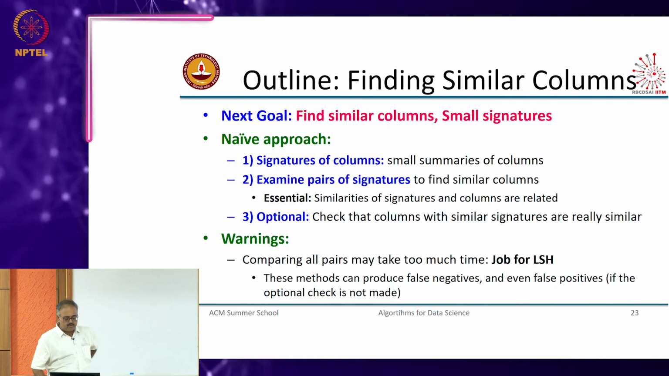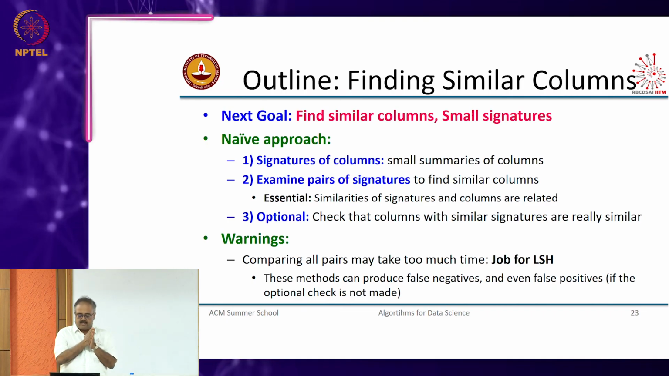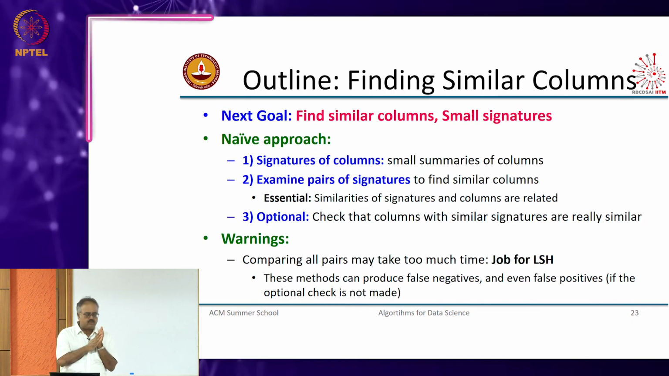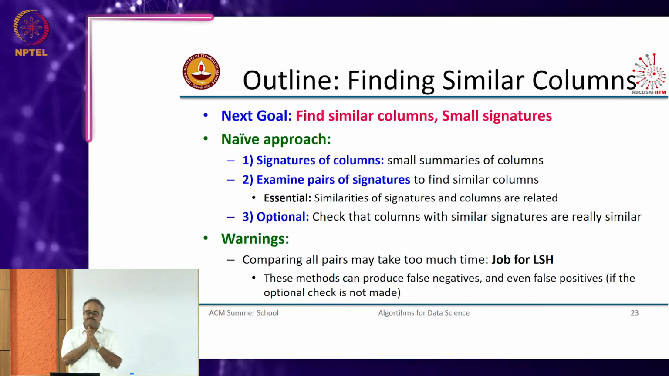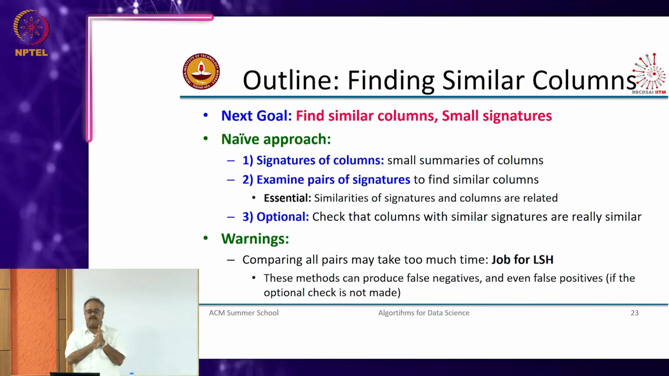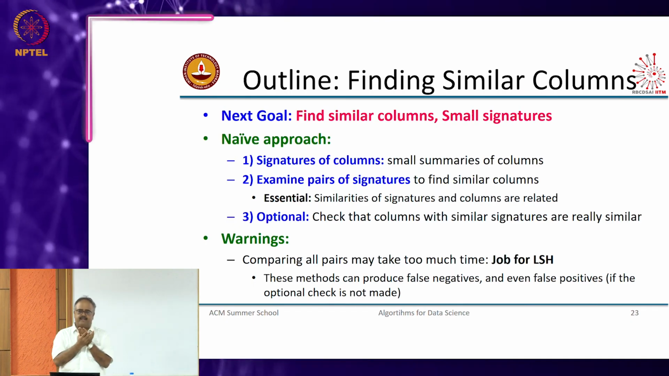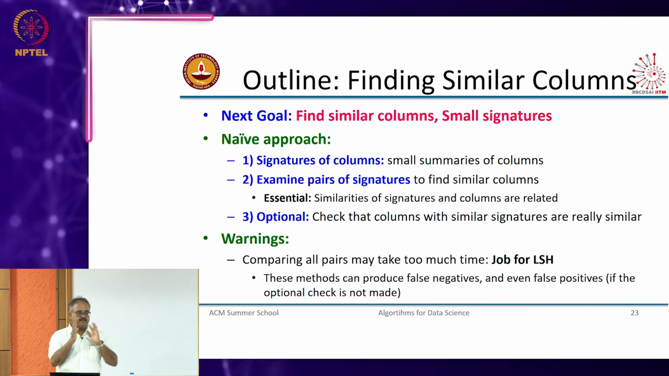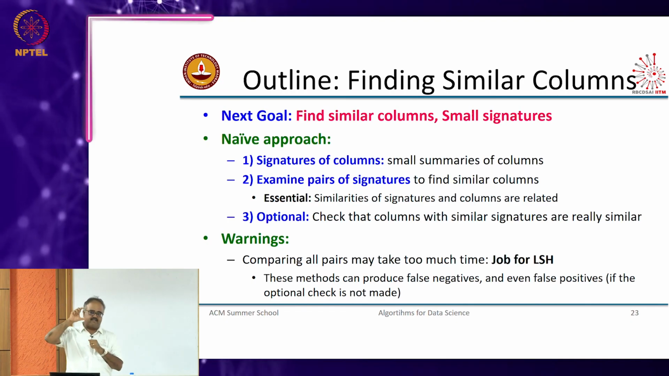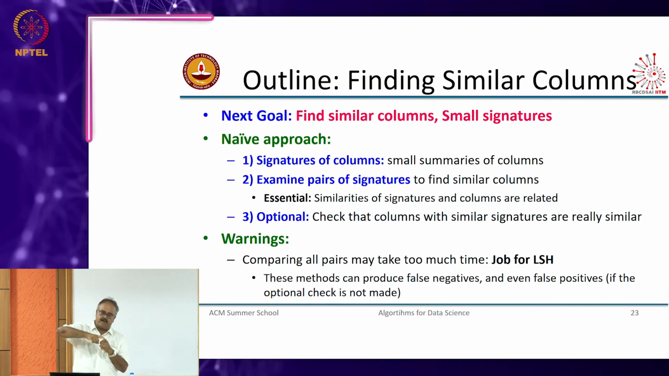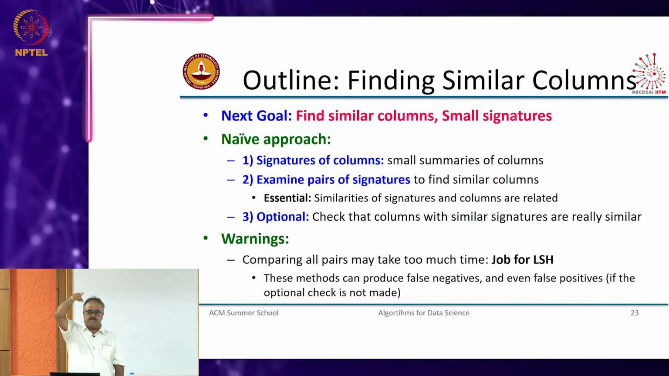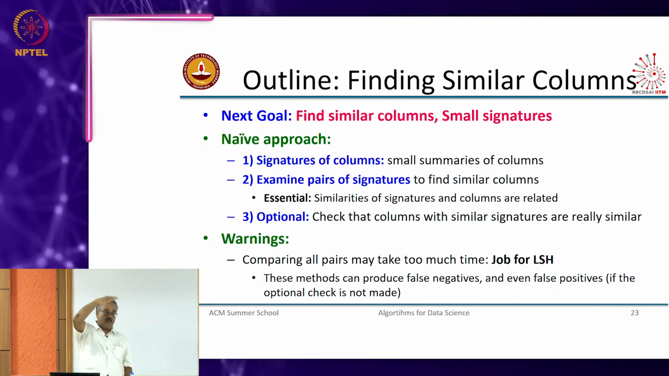So what we are going to do is somehow find a summary of each of these columns. And once you have the summary, I should be able to compare these summaries and tell you which columns are similar. This is the goal that we want. I don't want to represent the entire set of shingles, because the number of shingles can become very large. So I don't want to represent all the rows.